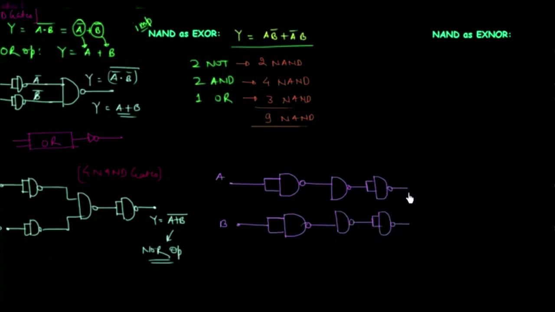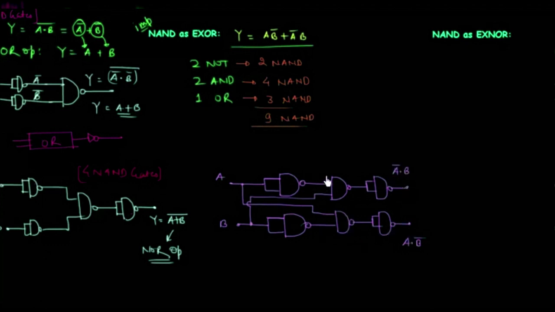Okay, the output of AND gate is A and B complement, so we will take A from here, and this will act as input for this NAND gate. So the output here is A and B complement, and for the second AND gate A complement and B is the output, so we will take B from here, and the output here is A complement and B.